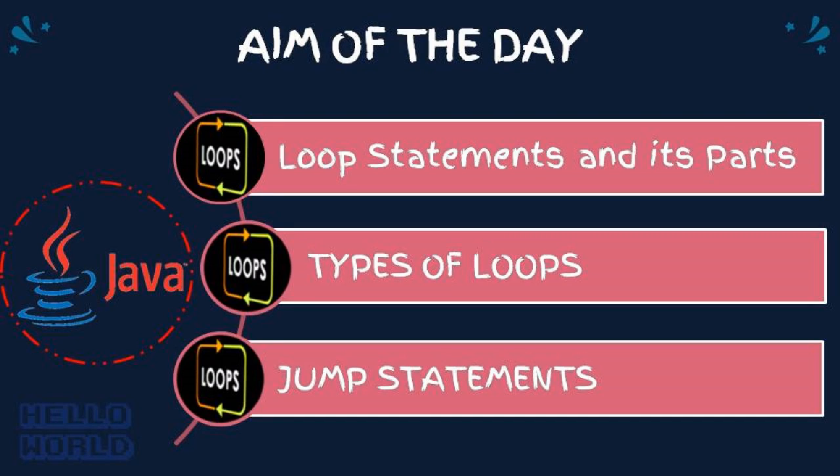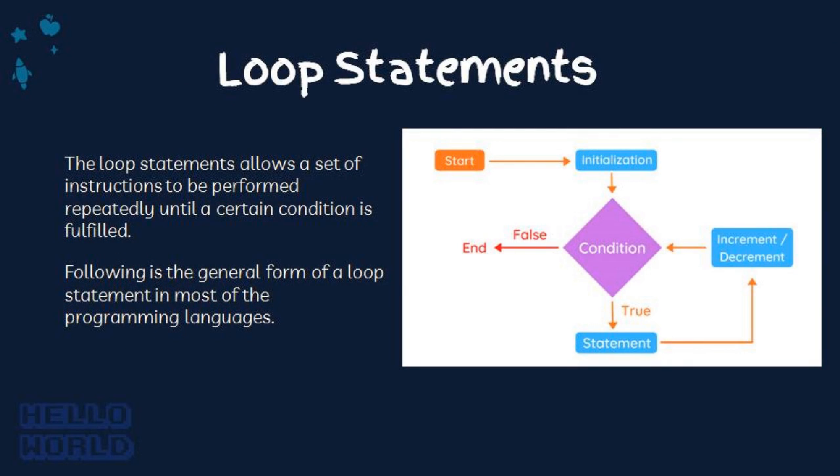Hello children, today we will discuss loop statements and their parts, types of loops and jump statements. The iteration statements allow a set of instructions to be performed repeatedly until a certain condition is fulfilled. The iteration statements are also called loops or looping statements. Java provides three kinds of loops: for loop, while loop, and do while loop.